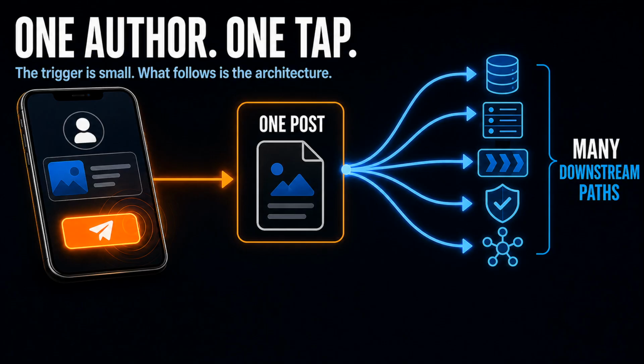One author taps publish. A breaking news post leaves the device. A few hundred bytes of text, a media pointer, a timestamp. That part is easy. One write, one row. The hard part is what happens next.